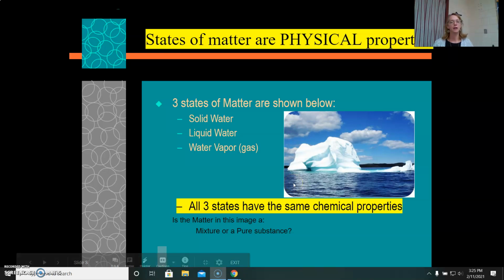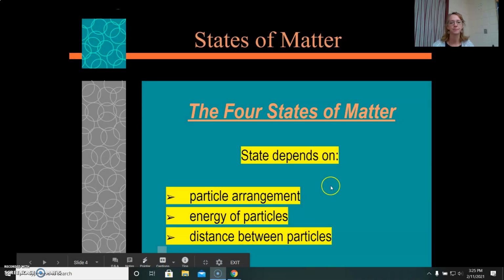3 states of matter are physical properties. So water as a solid, a liquid, or a gas is always H2O. We haven't changed that pure substance, so changing the state of matter, again, is a physical change. So this mixture up here, it looks like a mixture, solid, liquid, gas, but because it's H2O, H2O, H2O, it is actually a pure substance, but in 3 different states of matter.